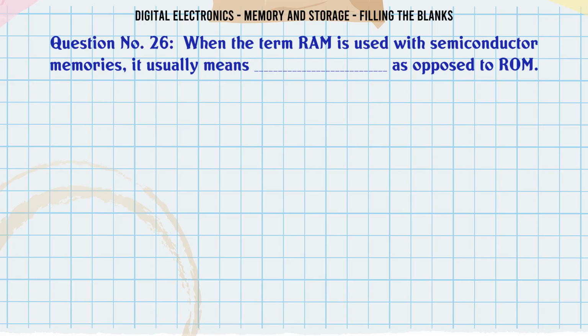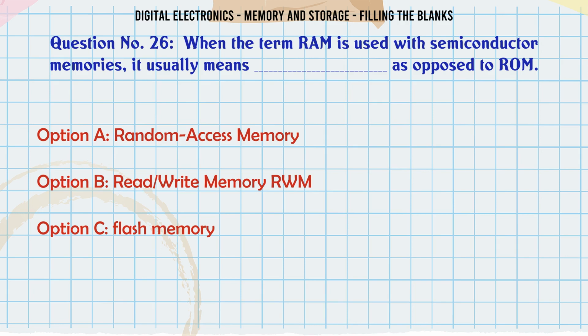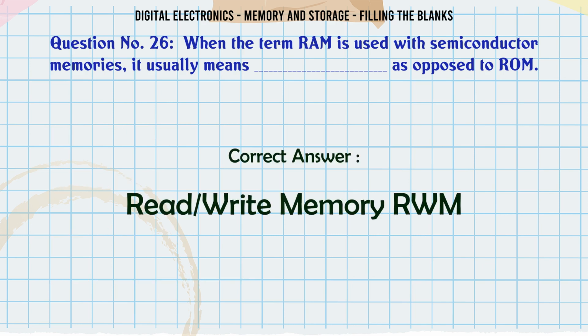When the term RAM is used with semiconductor memories, it usually means as opposed to ROM. A. Random access memory. B. Read-write memory, RWM. C. Flash memory. D. Temporary storage. The correct answer is read-write memory, RWM.